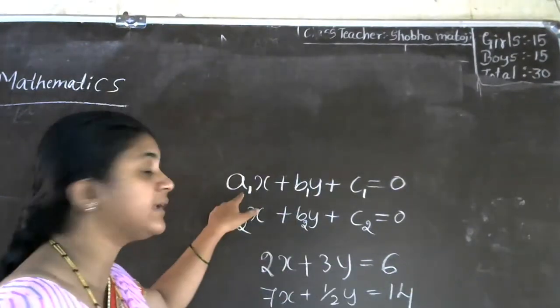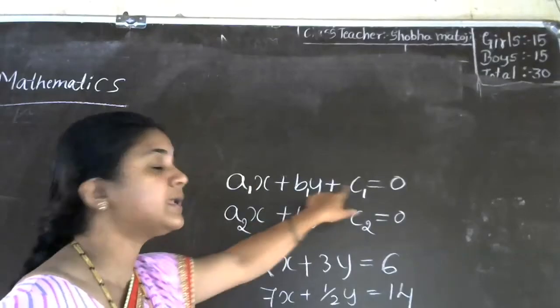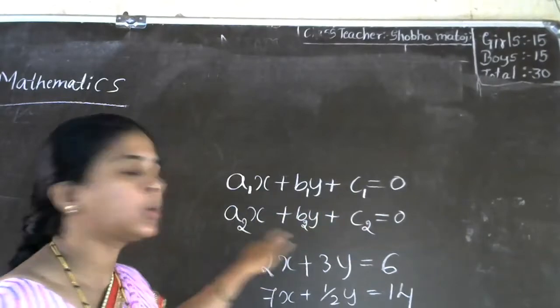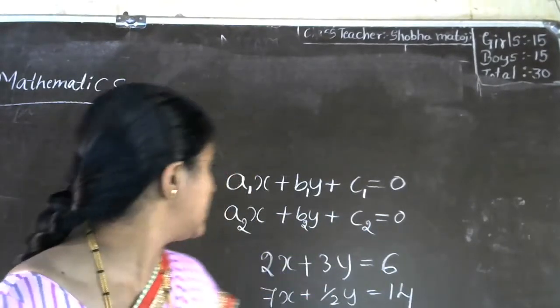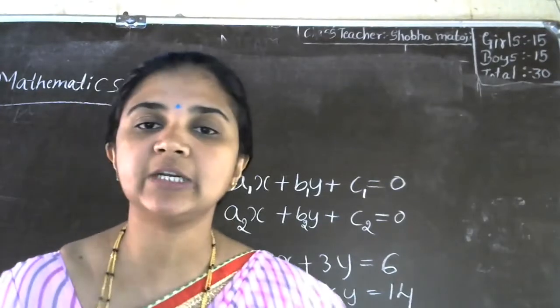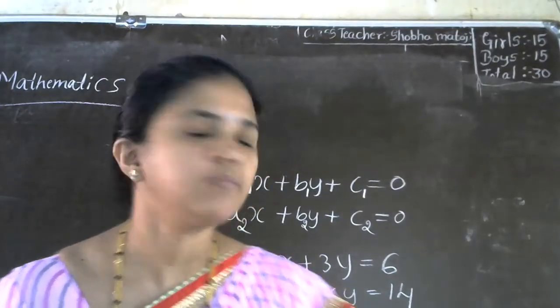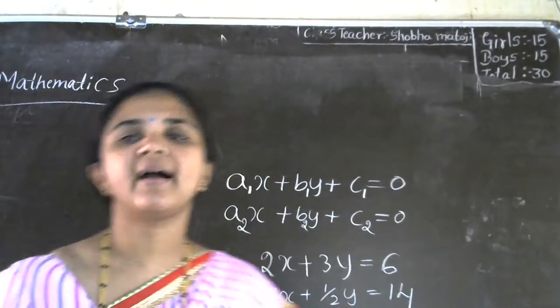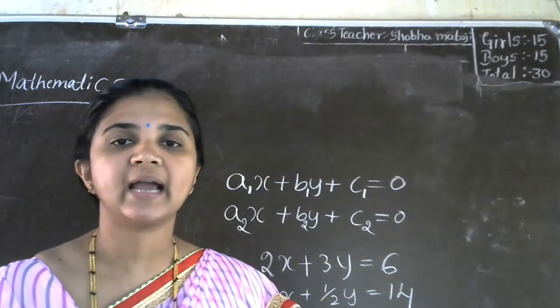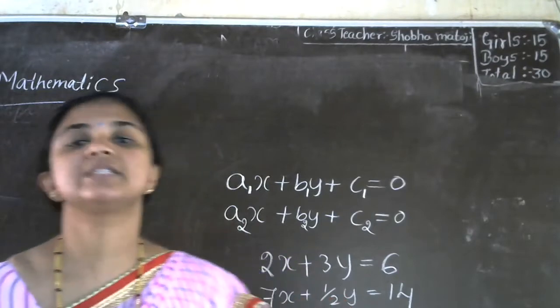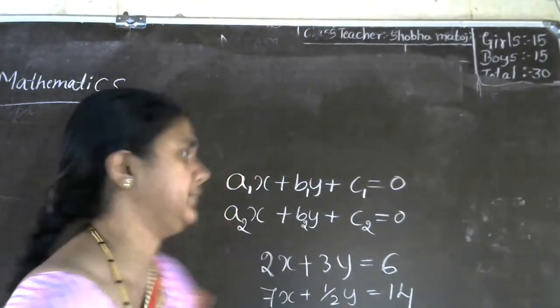Here you are observing a1, b1, c1, a2, b2, c2. What are these? These are real numbers. Here x and y are variables depending upon the equation. Now let us discuss that x and y.